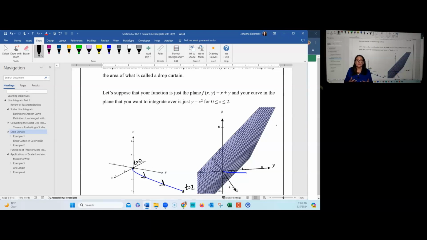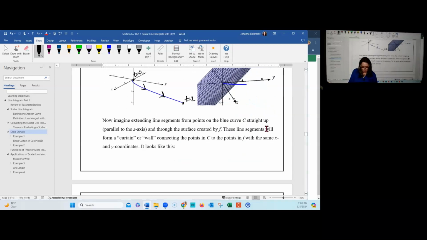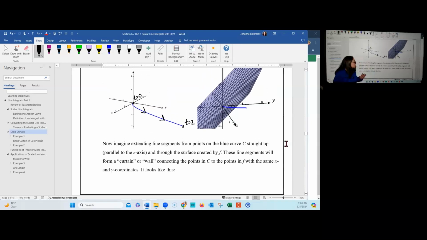So we want to know, what does that scalar line integral represent if I evaluate it for the plane x plus y, but specifically over that curve in the xy plane? The answer is, it's the area of what's called a drop curtain. The next thing we want to do is visualize taking each point on the blue half parabola and drawing a line straight up until it touches that slanted plane. Everywhere along the curve, we draw up until it touches the slanted plane. When we do that, it creates a sort of curtain or wall. The area of that curtain, called the drop curtain, is the value of the scalar line integral. Let's take a look at what it looks like.